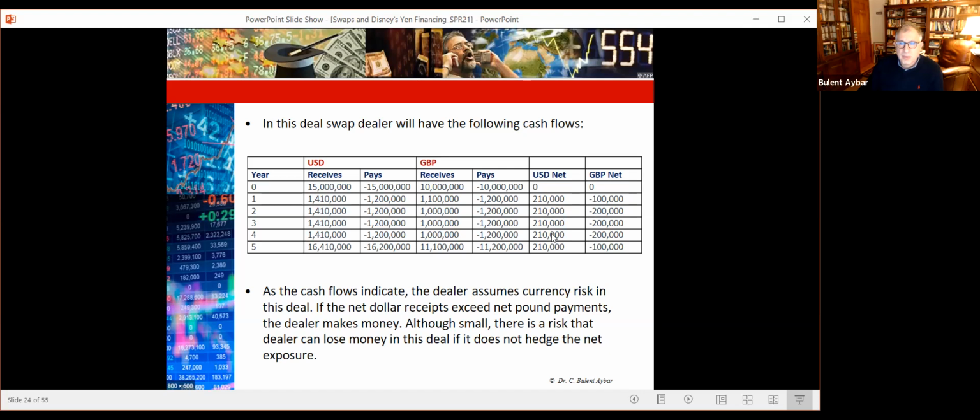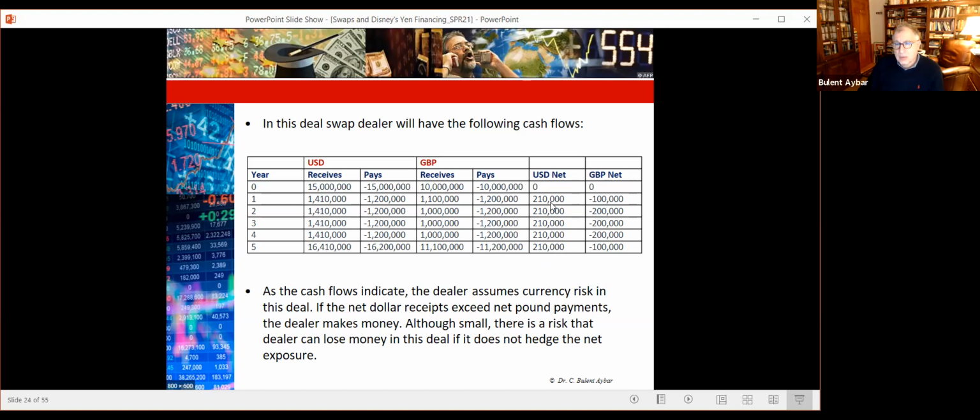This may be a typo in here. These should be 100,000 pounds. So there is actually a 100,000 pound deficit, but a $210,000 surplus in the deal.